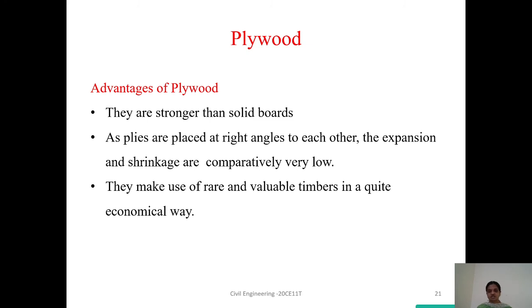The expansion and shrinkage are comparatively very low. They make use of rare and valuable timbers in a quite economical way.